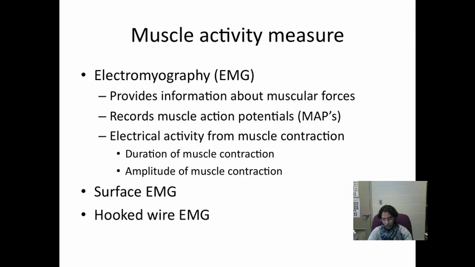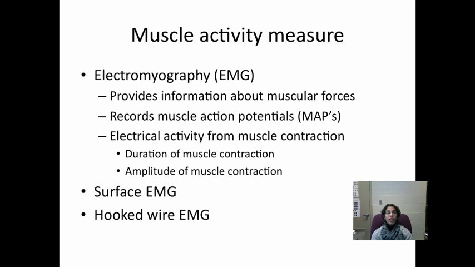What does an EMG do? An EMG tells me how much electrical activity is happening from a muscle contraction. What is the amplitude of the muscle contraction? What is the duration of the muscle contraction, meaning, how long is the muscle contracting? How much is the muscle contracting? Okay, why is this important? Why do I need to know about muscle contraction?